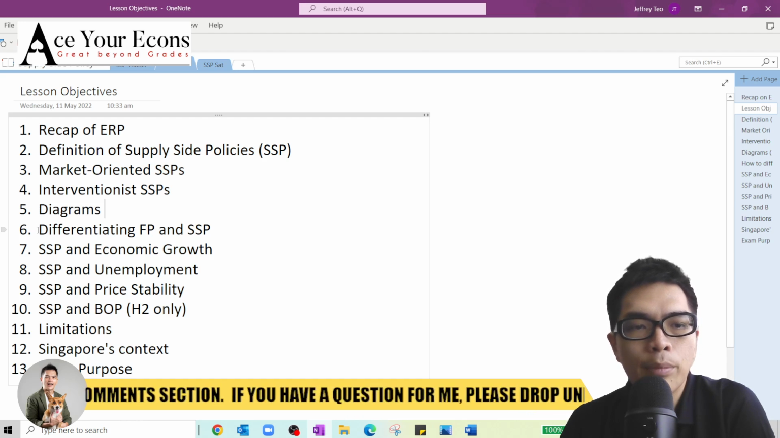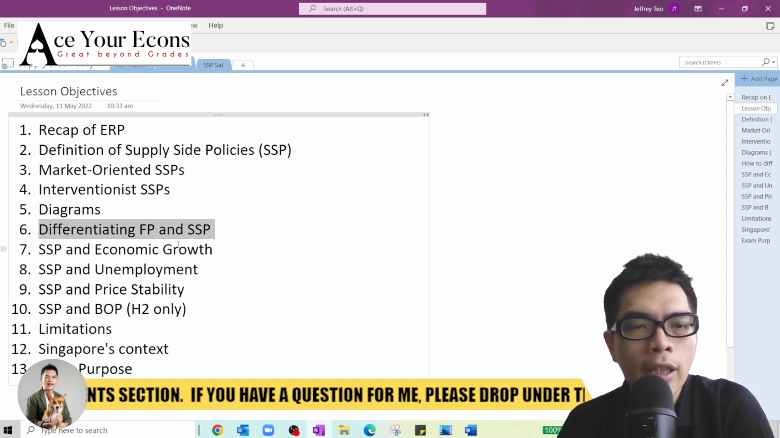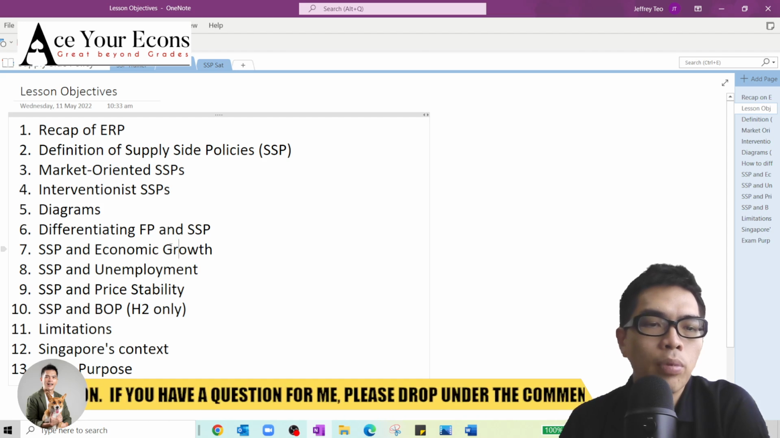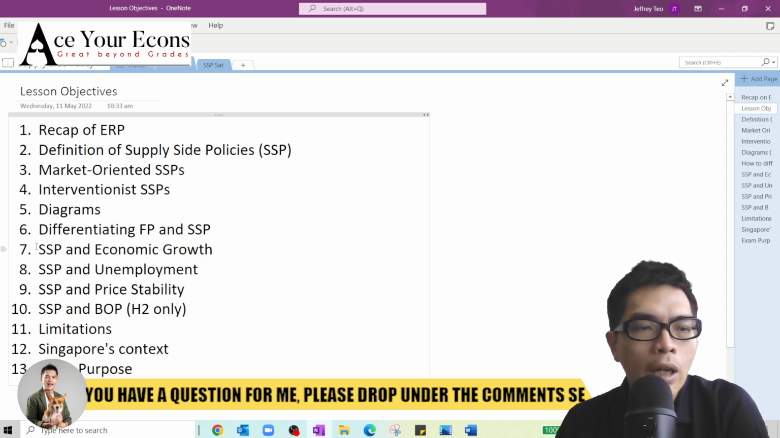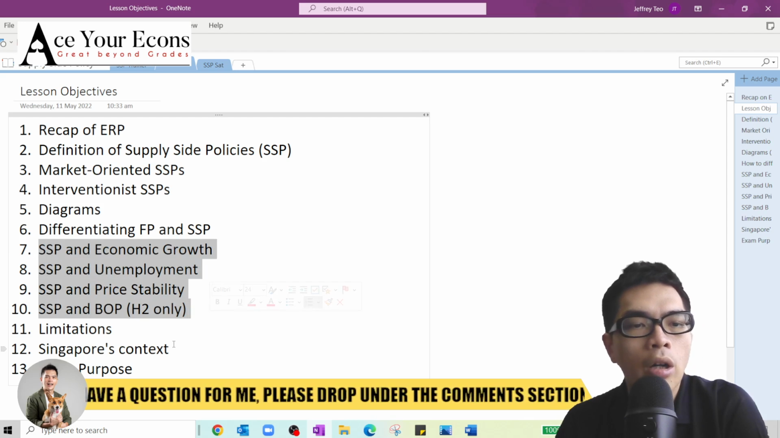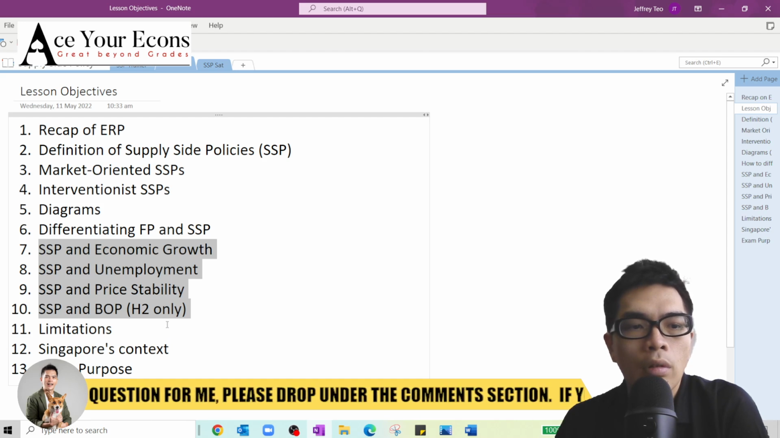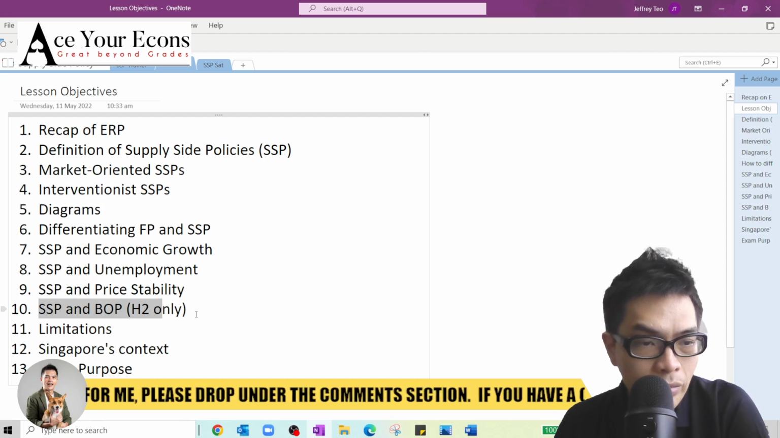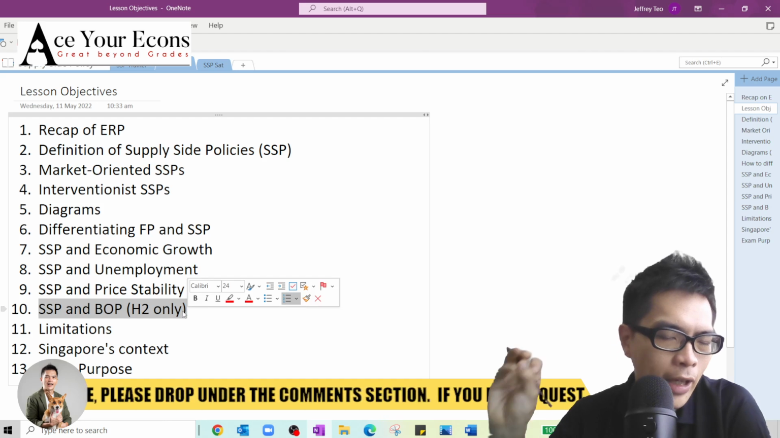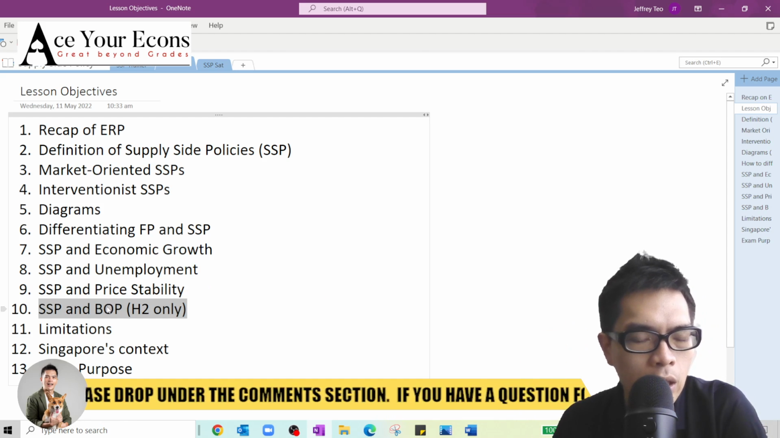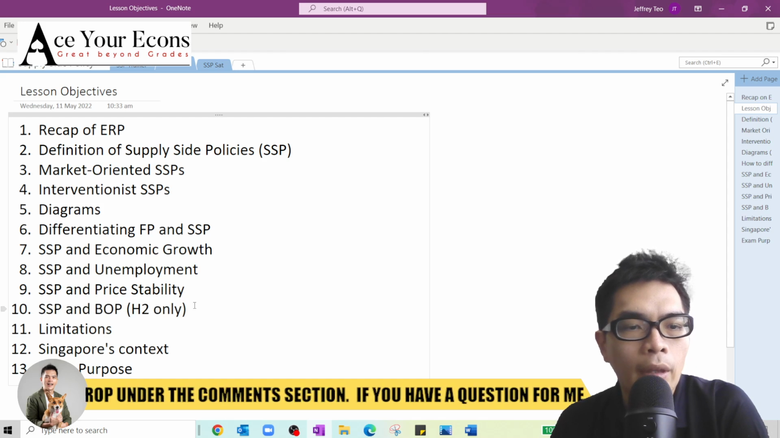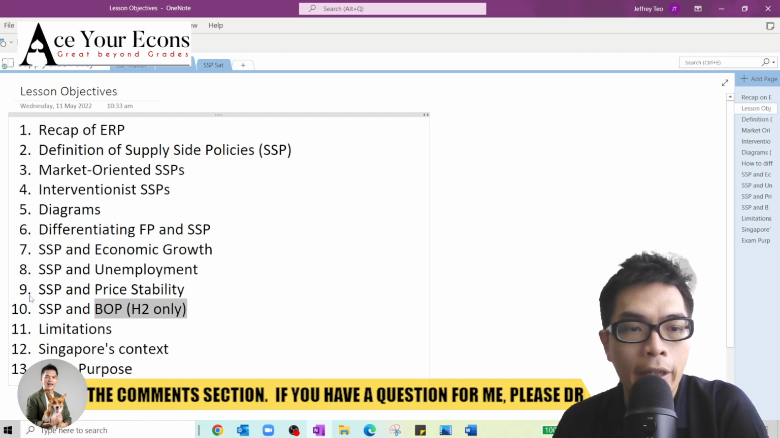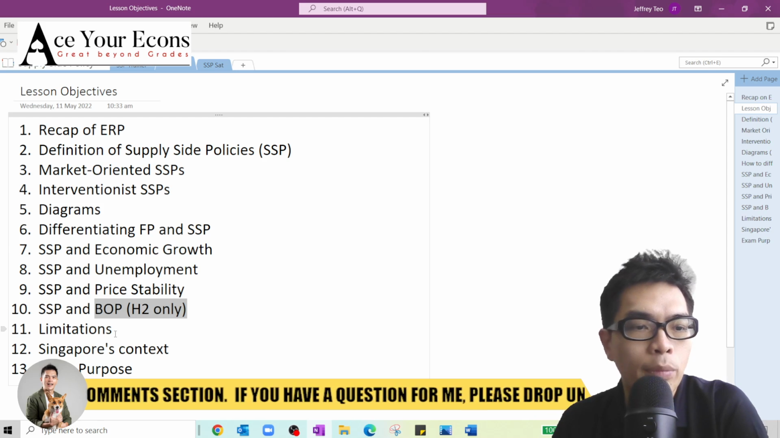And this is the most difficult part: differentiating between fiscal policy and supply side policy. Later on, we probably will have a quiz. I will also relate supply side policy to all your objectives. The only thing on top of what H1 students need to know is the balance of payment effect. But don't run away. I will teach you how to convert this into an AD effect, or economic growth. You can see it both ways.